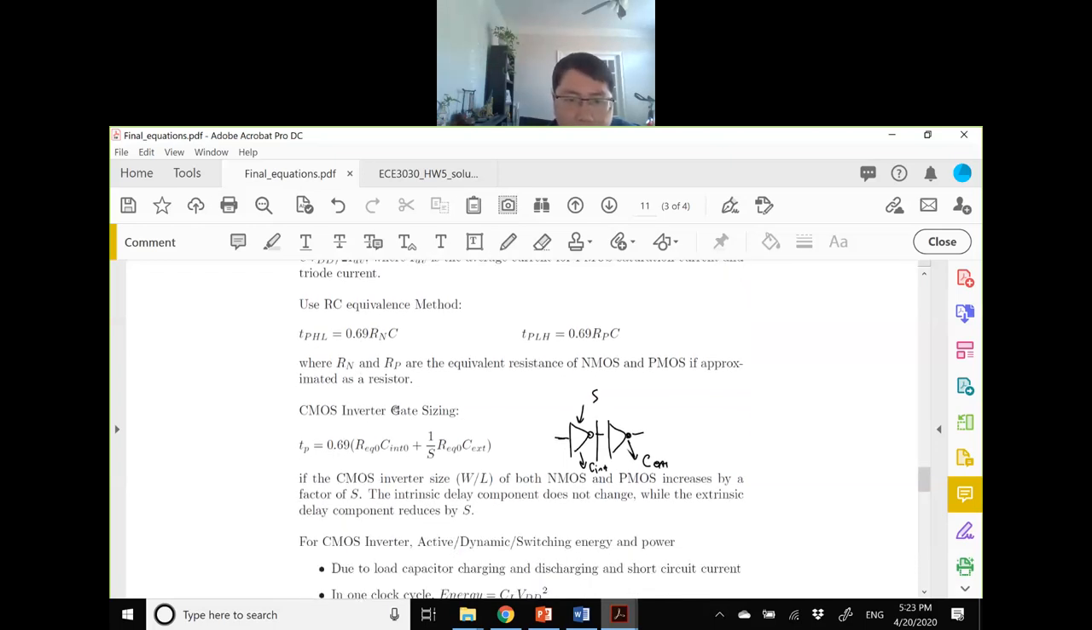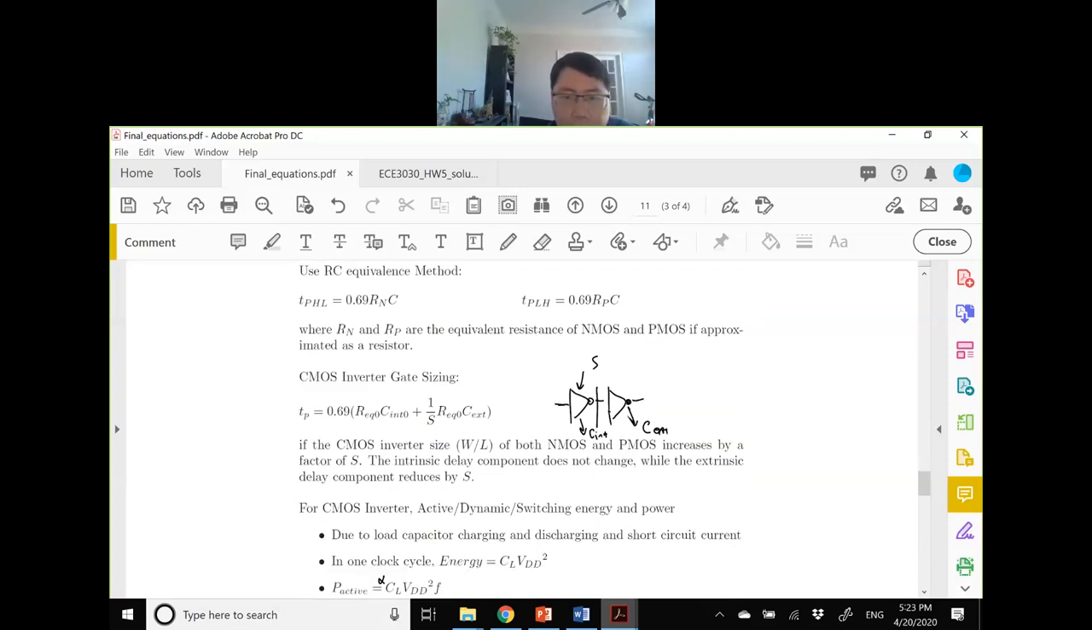So here we have one example on CMOS inverter gate sizing. This is when one inverter is driving another inverter. If we want to increase the size of the first inverter by a factor of S, then the delay will change following this formula. Here we can divide the cap into two components. One is the cap associated with the first inverter. The other is the cap associated with the second inverter, which is external to the first one.